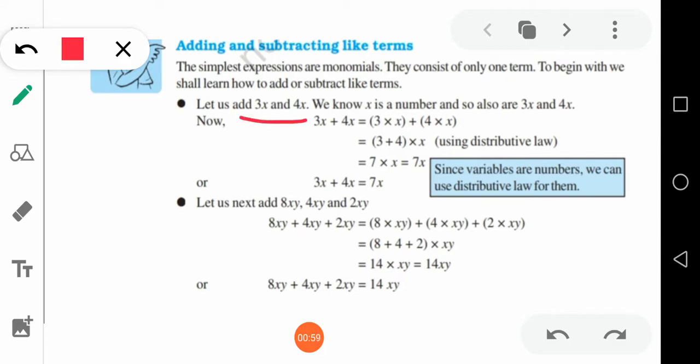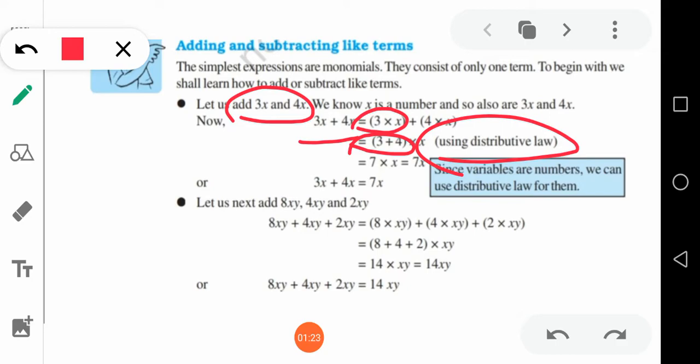So, let us add 3x and 4x. 3x plus 4x, you can write it, what is 3x? 3x is 3 into x. So, it is 3 into x plus 4 into x. What you have to do is take out the constant number part outside. So, 3 plus 4, just add those two numbers. This is the distributive law that you studied in your lower classes, but nothing to be afraid of, you just add the numbers first and then write the variable part.